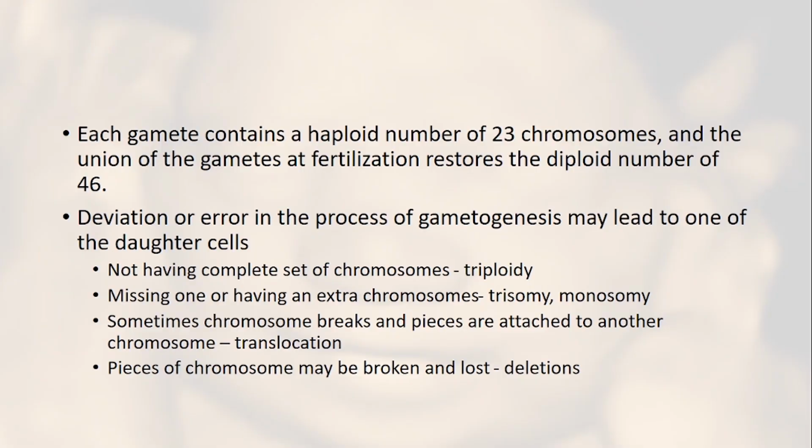Now, when there's an error in this process of gametogenesis, it may lead to one of the daughter cells not having a complete set of chromosomes, either missing or having one extra chromosome. Sometimes the chromosome may break and get attached to another chromosome, and sometimes pieces of chromosome are broken and lost.